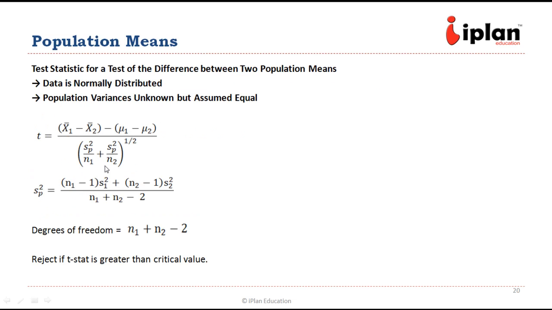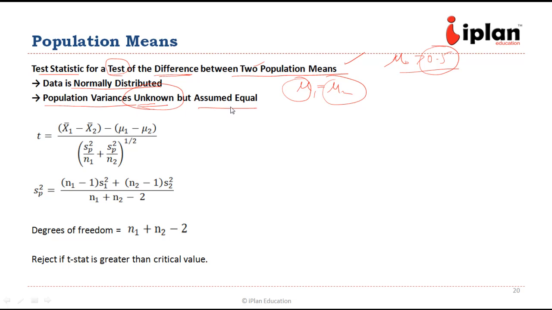Let us look at a few other test statistics. Now here's the case where we need to calculate the test statistic when we are testing the difference between two population means. Earlier we were comparing the population mean with a number, say 0.5 or some other absolute number. But here we are comparing two population means, mu1 and mu2. So two populations are involved in this case. Assuming that data is normally distributed and population variances for these two populations are unknown, they are not given, but they are assumed to be equal.